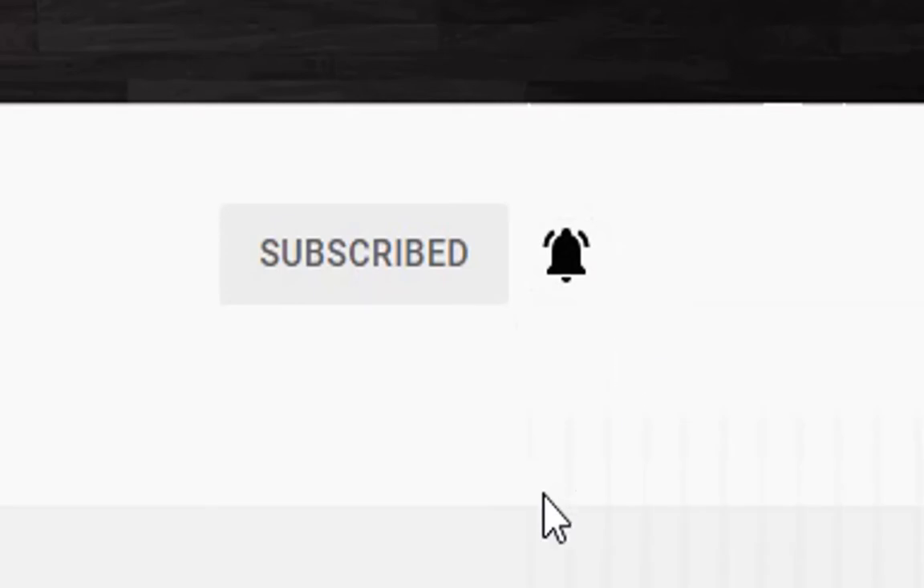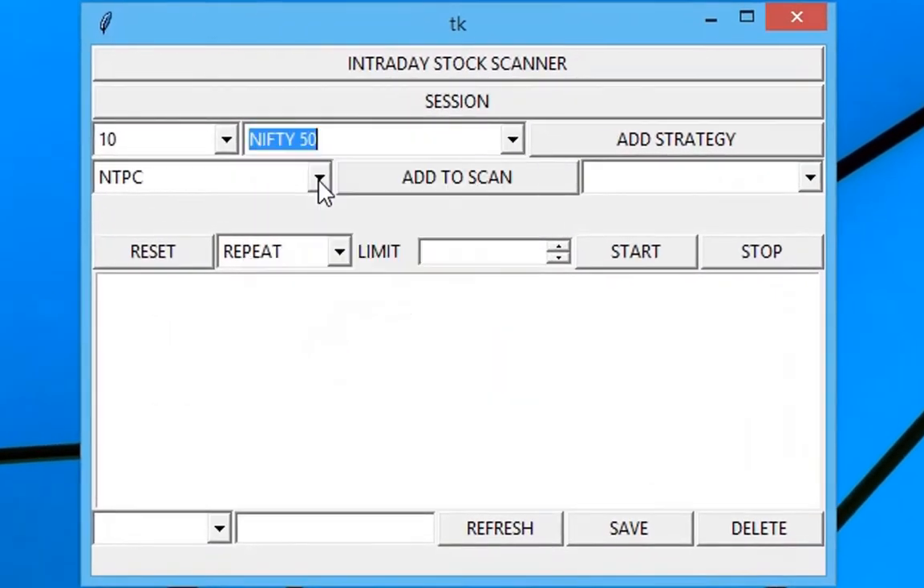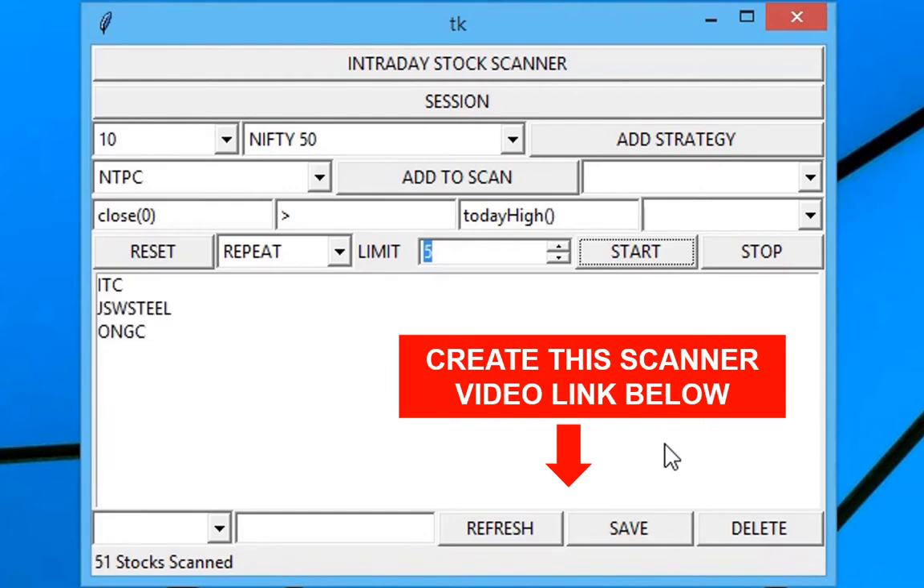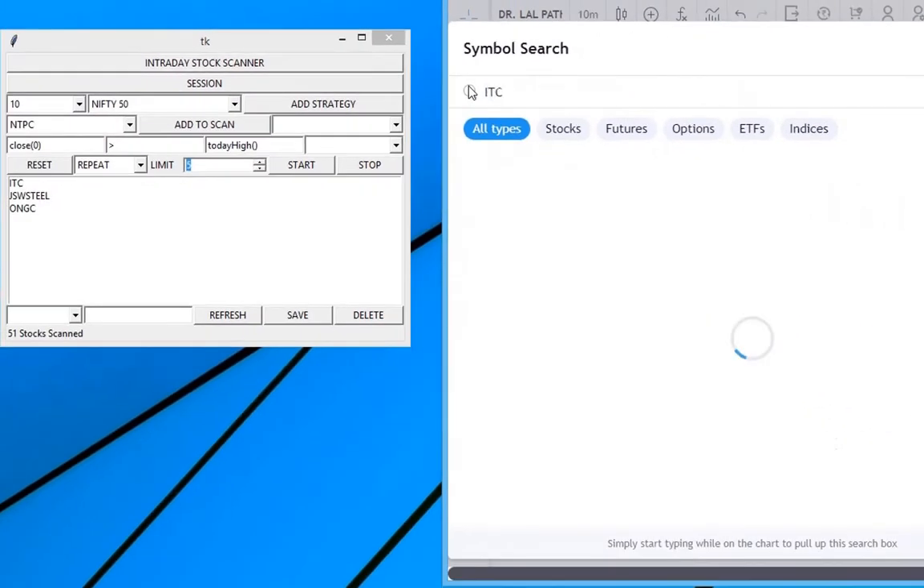Okay, let's get into the video. Now I scan the stocks in Nifty 50. Okay, first add strategy. Close of 0 means close of last candle, which is higher than today high. Okay, we found 3 stocks. Let's see each of them in detail.